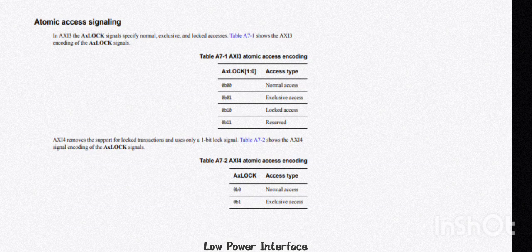Atomic access signaling. AxLOCK[1:0] is the access type. For AXI3, 00 represents normal access, 01 means exclusive access, 10 represents locked access, and 11 means it is reserved. For AXI4, it is 0 or 1: 0 means normal access, 1 means exclusive access.